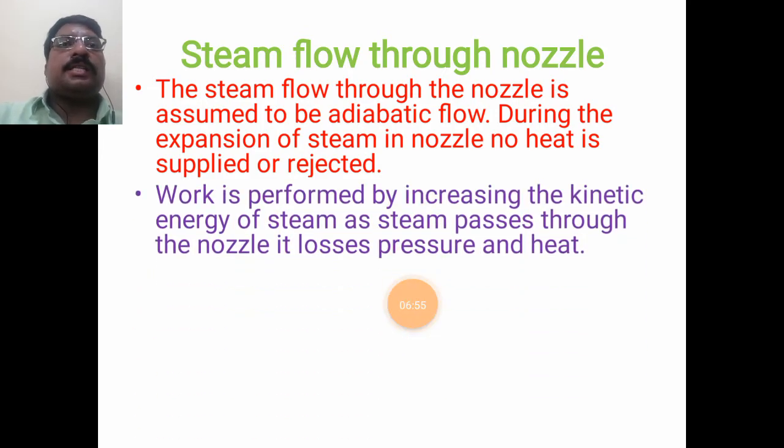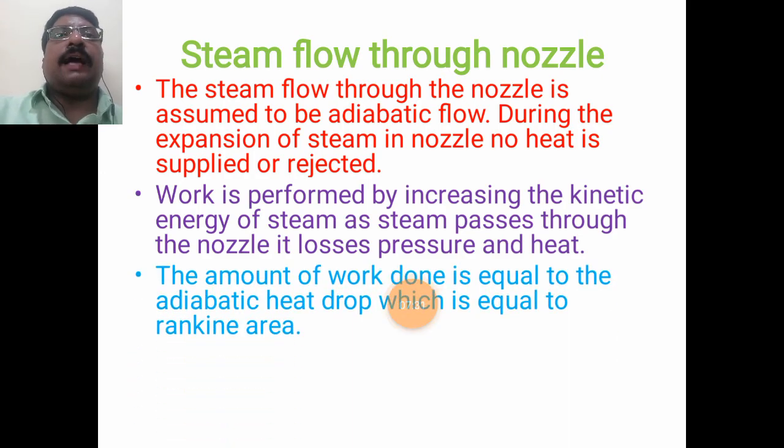Next, work is performed by increasing the kinetic energy of steam. As steam passes through the nozzle, it loses pressure and heat. As I said, the first function of the nozzle is transformation of energy. To perform some amount of work, the energy of steam has to be converted while passing through the nozzle. The pressure and heat drop takes place and high kinetic energy is generated. That is one of the conditions of steam flow through the nozzle.